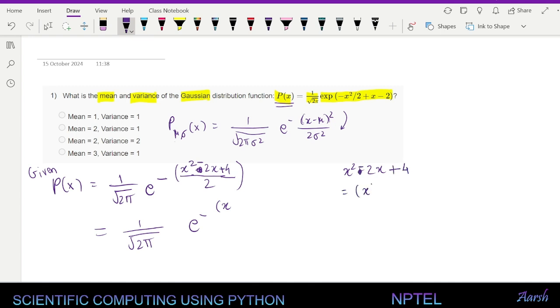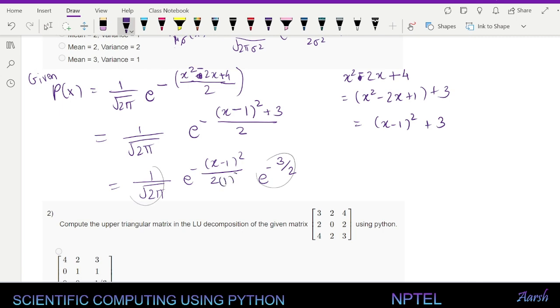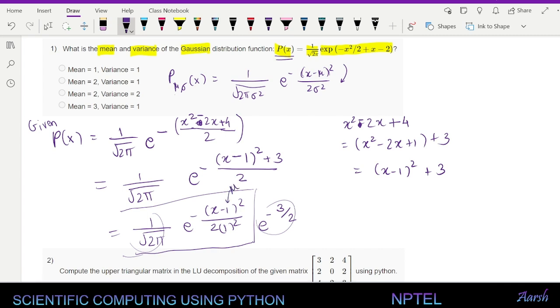So how do we complete the square? You can say this is x square minus 2x plus 1 plus 3. So this is x minus 1 whole square plus 3. If I write it like this, minus x minus 1 whole square plus 3 divided by 2, so I get 1 by root 2 pi e to the power minus x minus 1 square divided by 2, and then there is a coefficient e to the power minus 3 by 2. By the way, this is 2 times 1 square. If you ignore the coefficient, you have an exact Gaussian distribution, and this is your mu, this is your sigma, because it matches here. So you have 2 pi into 1 square.